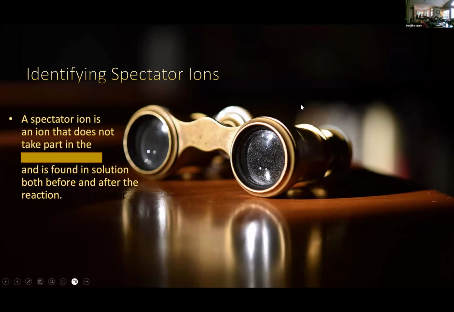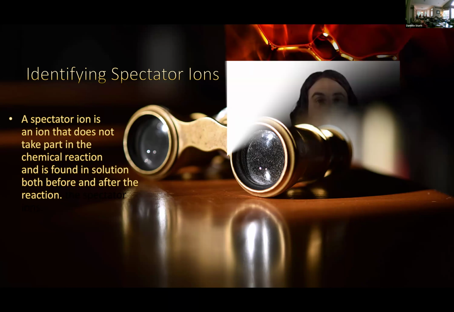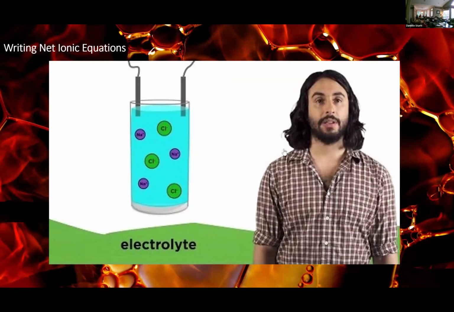So what's a spectator ion? It's an ion that what? PJ? An ion that does not take part in the solution, but it's still there. Yeah, it doesn't take part in the reaction, right? But it's still found in the solution. So a spectator ion stays itself through the whole reaction. It doesn't take part in the reaction, but it remains there throughout the whole time. All right. So we're going to talk about how that works with our friend, Professor Dave.